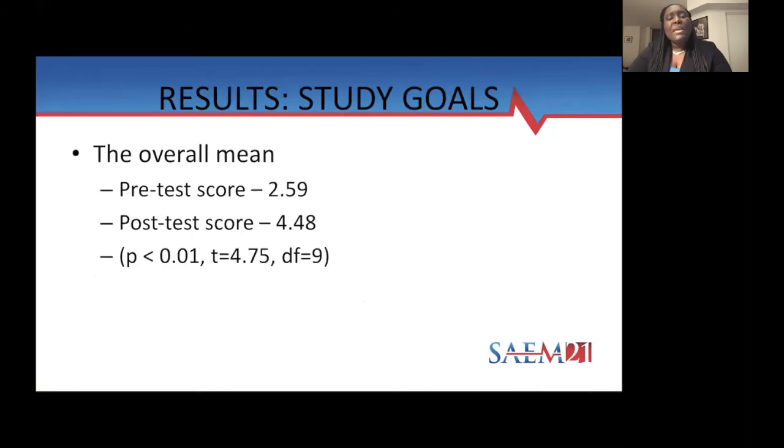Our overall mean pre-test score was 2.59 and the overall mean post-test score was 4.48. We did a statistical analysis of our data using a paired t-test showing that there was a statistically significant difference between the pre-test and the post-test score with a p-value less than 0.01.